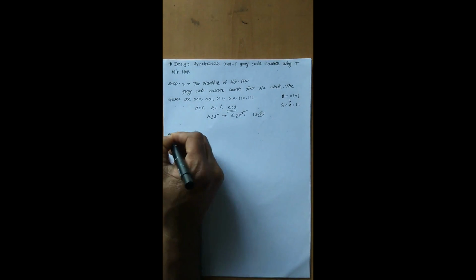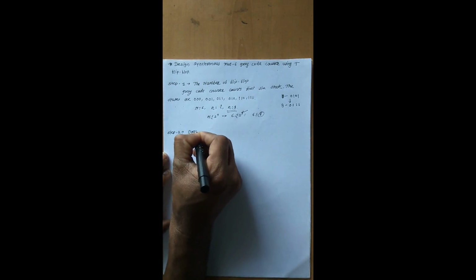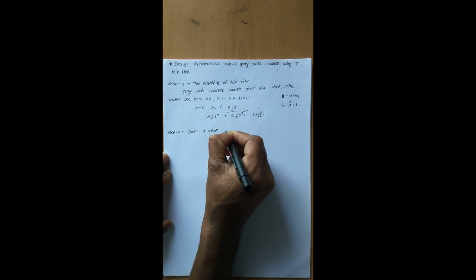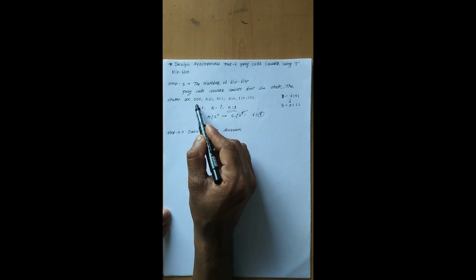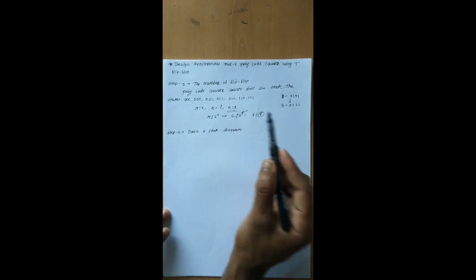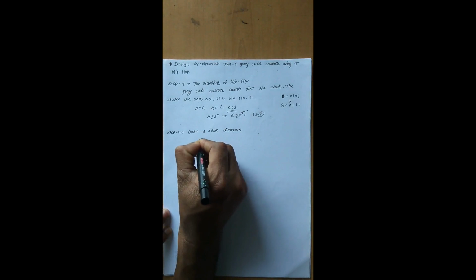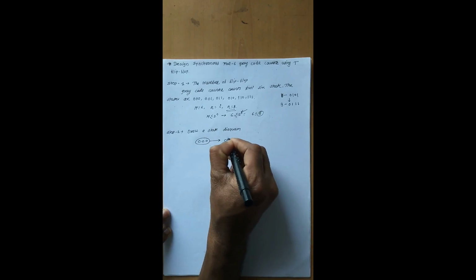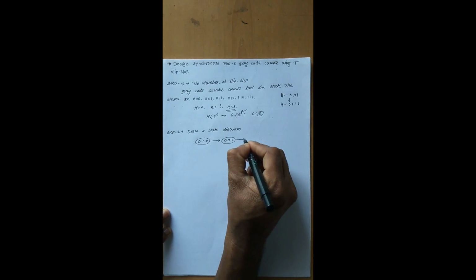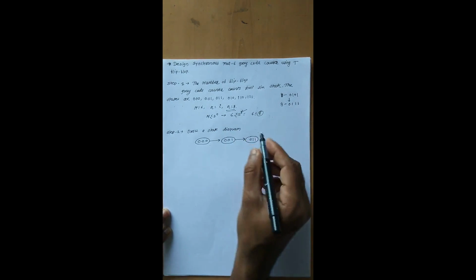Then step second, we have to draw the state diagram. What is the meaning of state diagram? A state diagram is nothing but the changing of the states of the counter from one state to another state. That is, this is a graphical representation. For example, suppose the counter is in 000, then we apply the clock, then it moves to 001, this is the second state. Then when the clock is applied, it moves to 011, the third state.